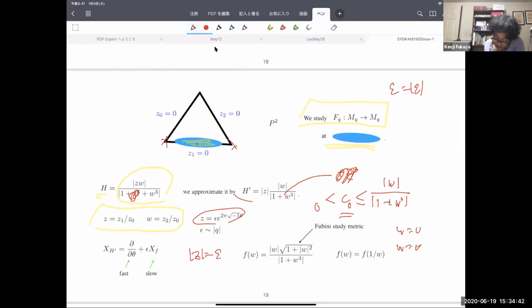Then I want to study this H prime and its Hamiltonian vector field. And what's nice about this is that you then have a separation of variables. Z and W are decoupled. So the Hamiltonian vector field coming from this part is just d/d theta, a kind of rotation. And this part is some particular Hamiltonian. And this is slow because this is epsilon.